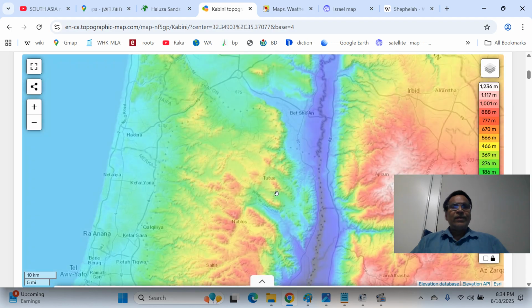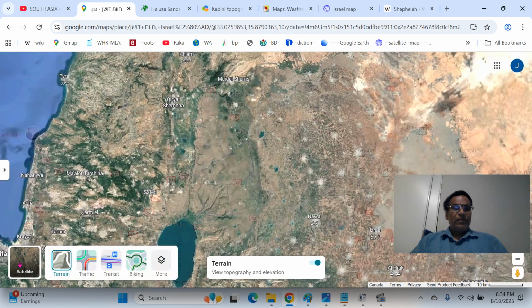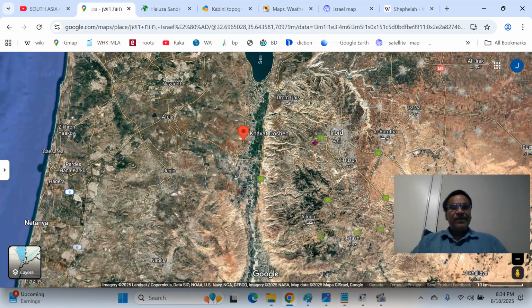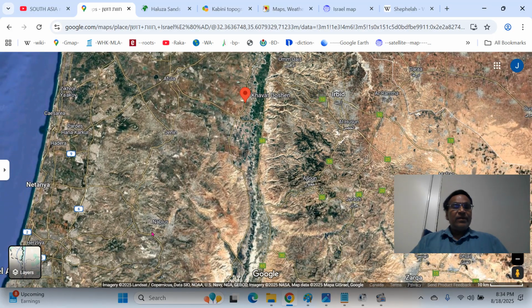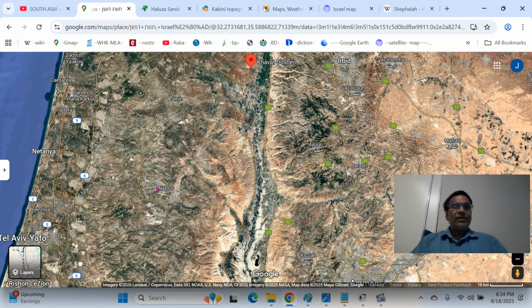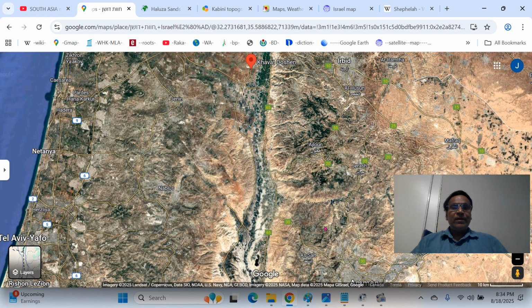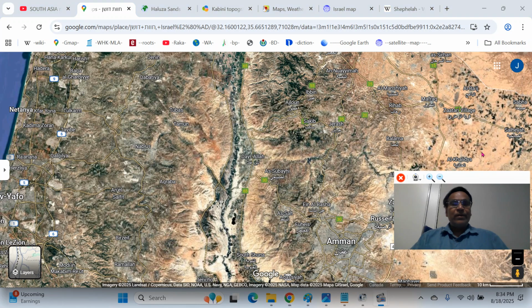You have Tubas here, Tulkarm here. I will show you. This is the Jenin region. This is the Jezreel Valley. And Tubas and Tulkarm here, and Salfit and Qalqilya will be somewhere here. And we can see that. So Nablus here and Al-Quds, Nablus is the northern part in the Samaria region. You can see the Jenin Governorate, Nablus Governorate, and the Jericho Governorate.